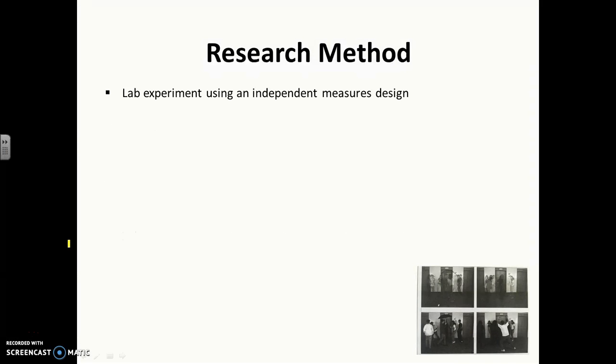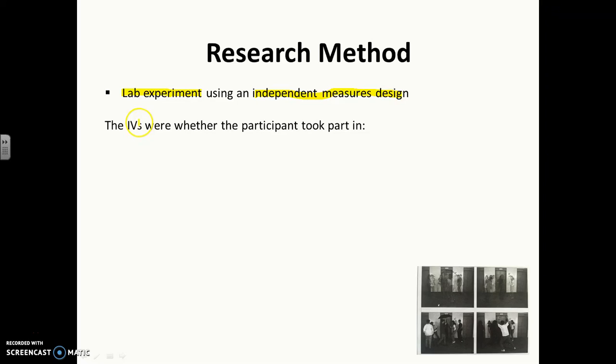Right, so what was the research method of the current study? Lab experiment, independent measures design. So participants are only sitting one of those different independent variables. A strength of using independent measures design is you avoid order effects, and in this research, order effects would have been significant because you would be looking for the gorilla the second time you see it.